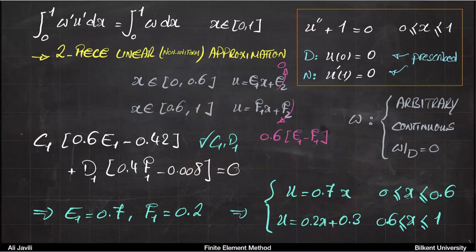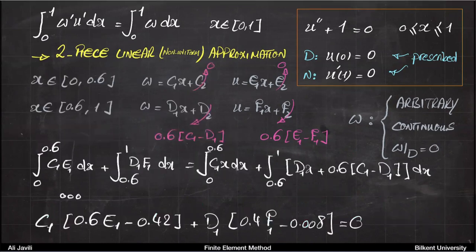Hocam, can I ask a question real quick? Yes, please. I think we made a mistake in the 0.4 f1 minus 0.008 part. When we multiply 0.2 times 0.4, there is one zero extra. Yes. Thank you very much. So this would have been 0.08. Okay. Thank you. Any other question?